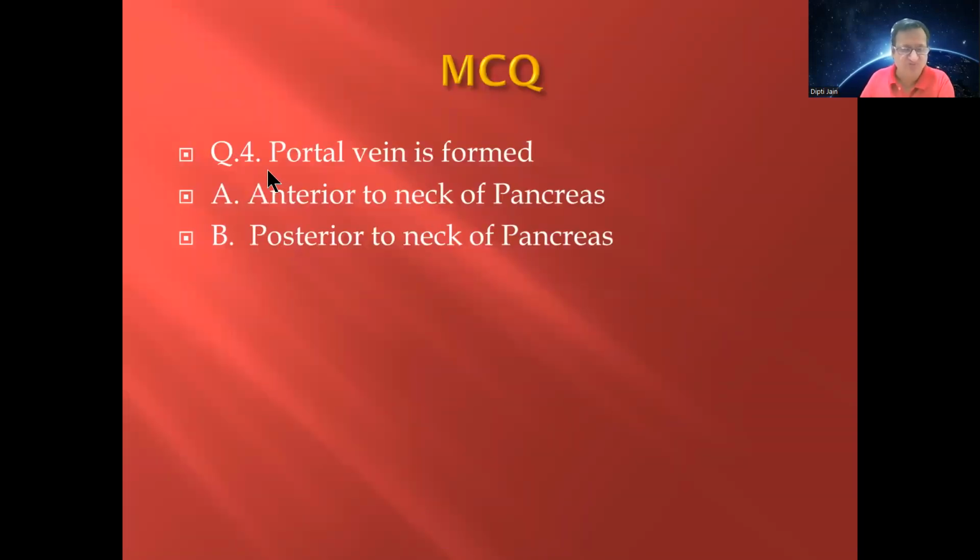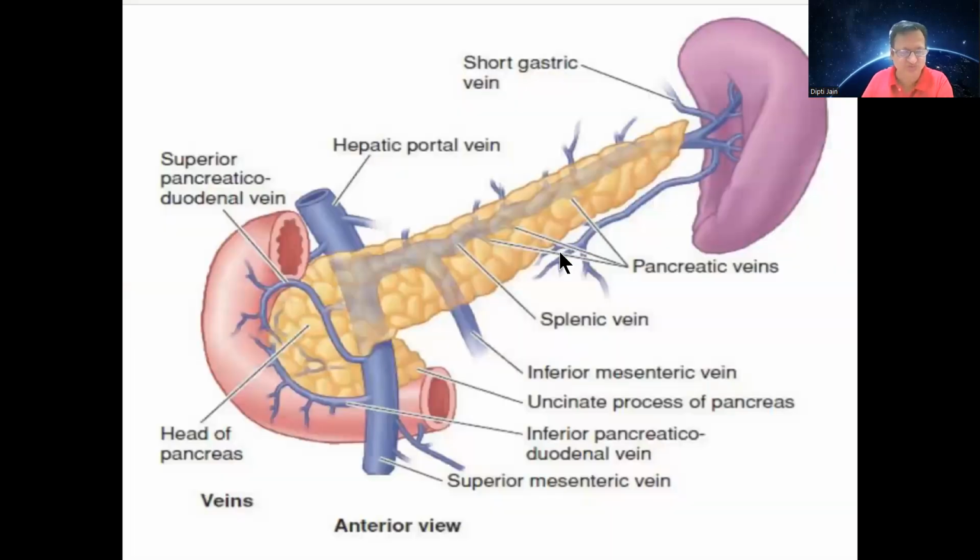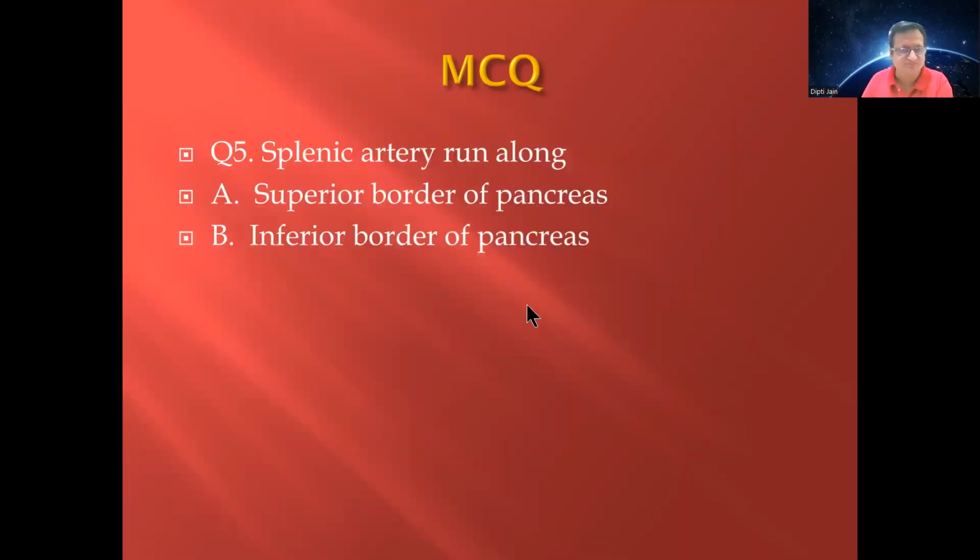Next question: portal vein is formed anterior to the neck of the pancreas or posterior to the neck of the pancreas. So as we know, the portosplenic confluence is posterior to the neck of the pancreas. So the answer is B is true. So this is the neck of the pancreas, and here the splenic vein is coming from here, the superior mesenteric vein coming from here, and posteriorly they form the portal vein. So it's posterior to the neck.